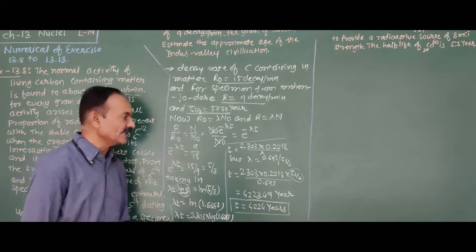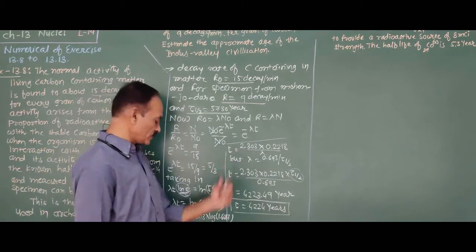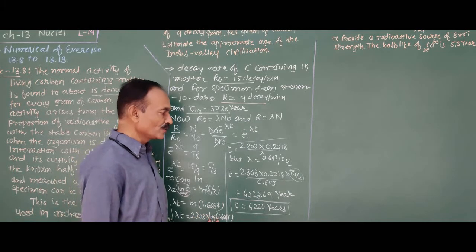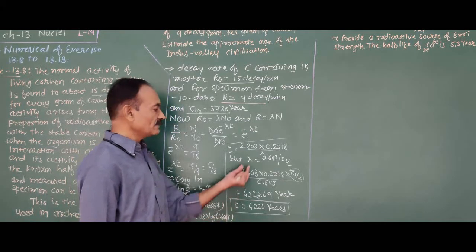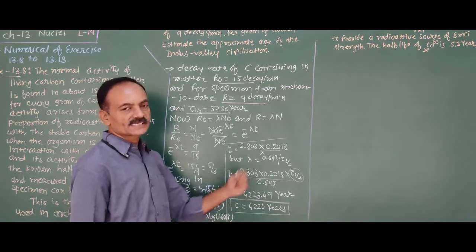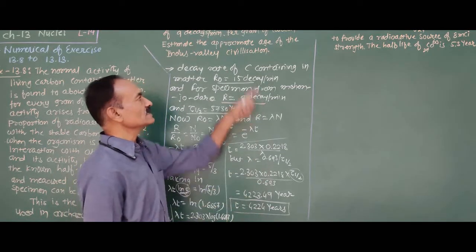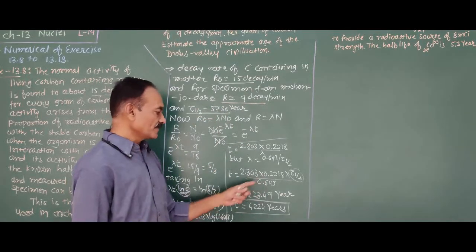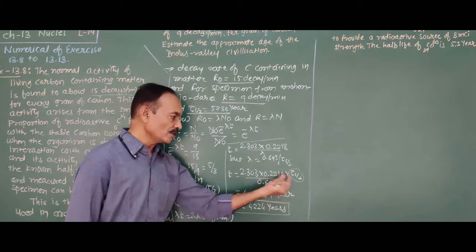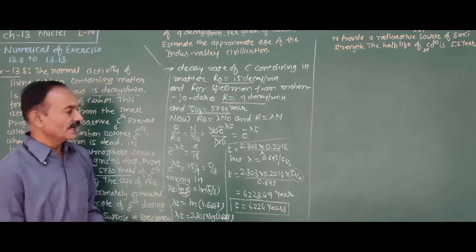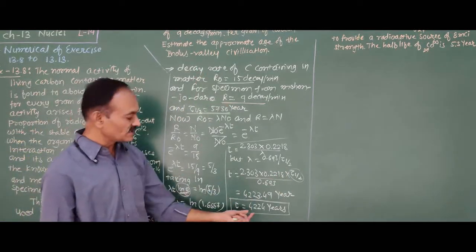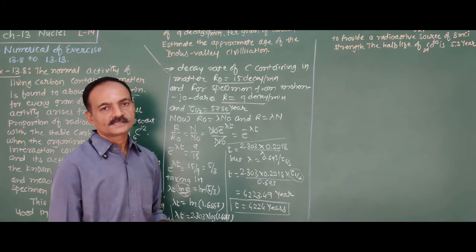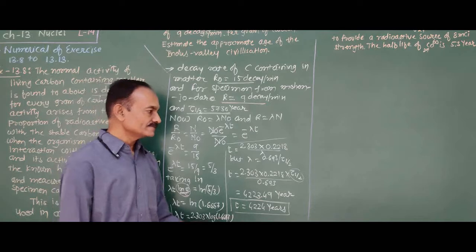Take lambda to the other side, into the denominator. Therefore t is equal to 2.303 into 0.2218 upon lambda. But we know that lambda is equal to 0.693 upon tau half, because tau half is given, not lambda. Substituting the value of tau half, we obtain the age of the specimen of Mohenjo-daro as 4,224 years old. Clear? Okay.